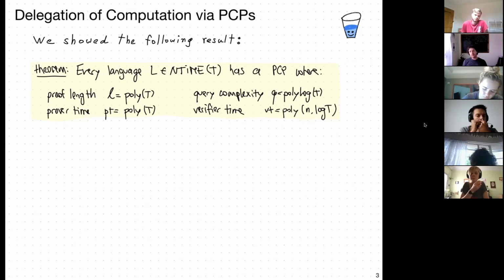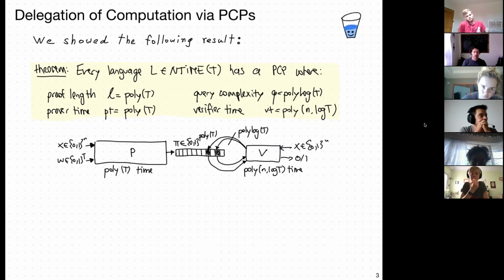Okay, so this is an extremely appealing notion. Just to remind you what the picture looks like, we have this prover here. The prover gets an explicit input x and maybe some witness w. This could be like the three coloring of a graph. It operates in polynomial time and generates this PCP oracle. And then we have a verifier, which makes only polylog many queries and runs in time poly n and log t. So this could be exponentially faster than the size of the computation. It gets an input and gives us an answer.